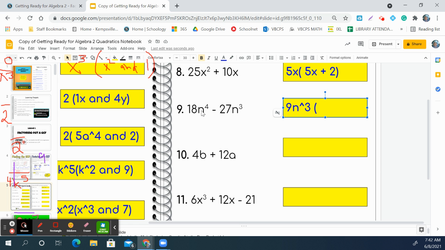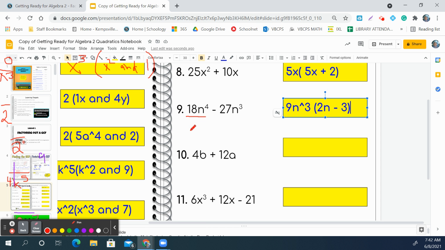Because you've got n to the 4th and n to the 3rd, you always take the smaller exponent. So 9n to the 3rd, if I remove 9n to the 3rd from 18n to the 4th, what do I end up with? 18 divided by 9 is 2, and then n to the 1, and then minus 3, just 3? 3n. Why n?